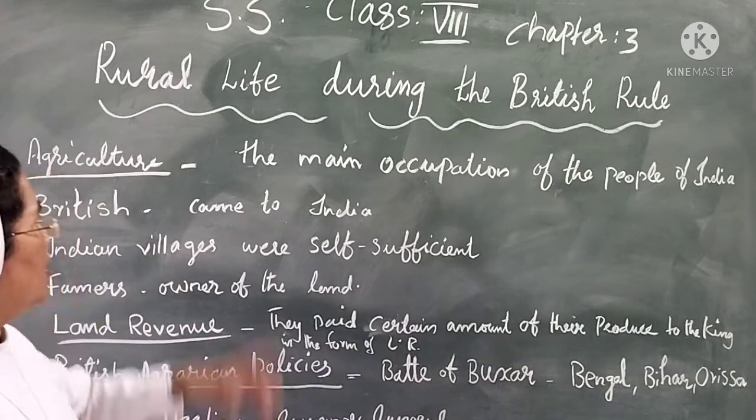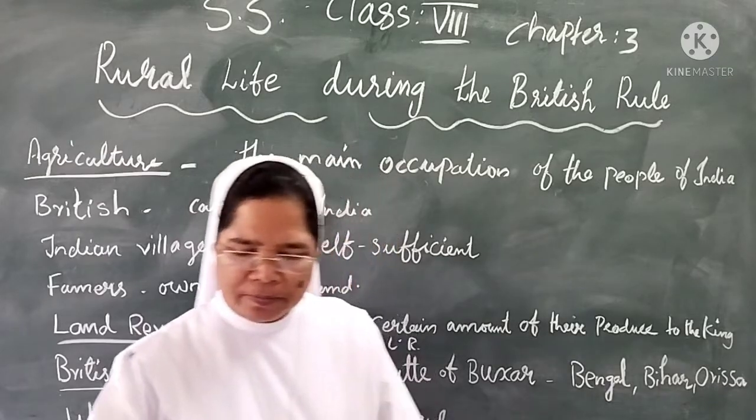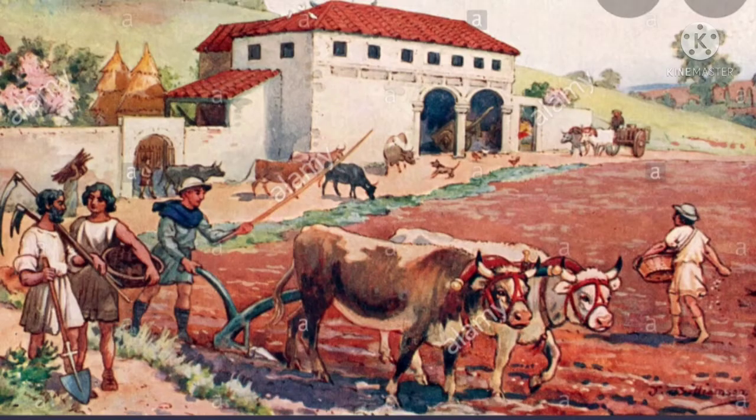Today, let us study Rural Life During the British Rule. Agriculture has been the main occupation of the people of India in the ancient times.